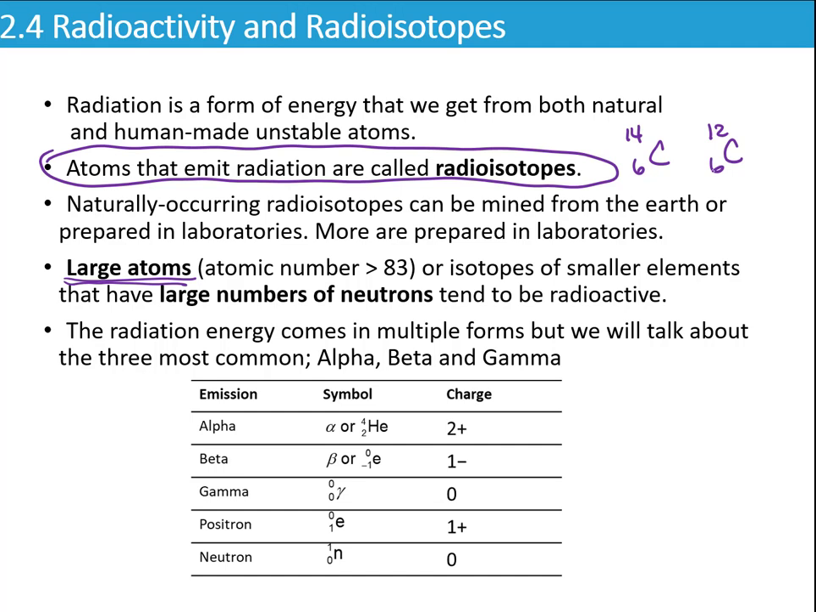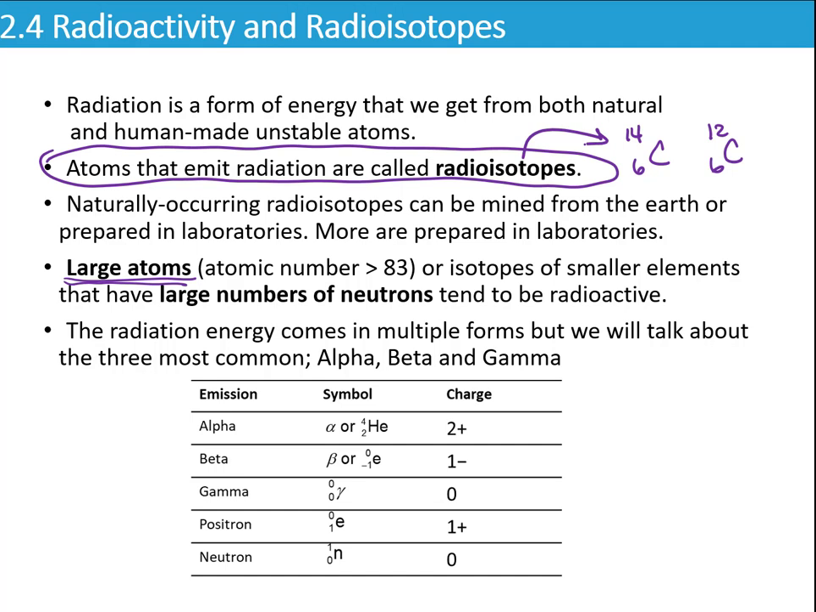Carbon-14 is less stable. Carbon-14 is radioactive. Carbon-12 is not. When you have equal numbers of protons and neutrons, that's a pretty stable nucleus of an atom. When you start to get more and more neutrons, that tends to be less stable. So this is going to be the unstable one because it has more neutrons.